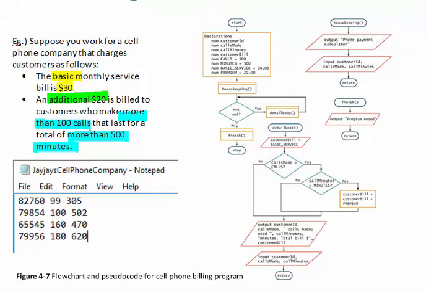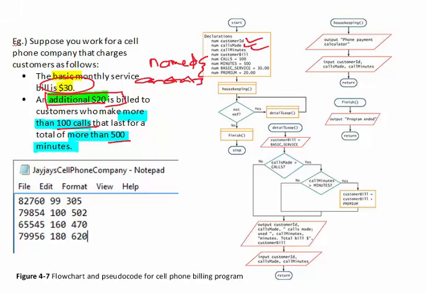Okay, so we're going to start with our declarations. Our customer ID, calls made, and call minutes are all going to be num, as well as our customer bill. We've got calls, minutes, basic service, and premium. All these four are our named constants. The 100 corresponds to our 100 calls, 500 will be the minutes, and basic service, our basic monthly service, is $30, as well as our premium, the additional $20.